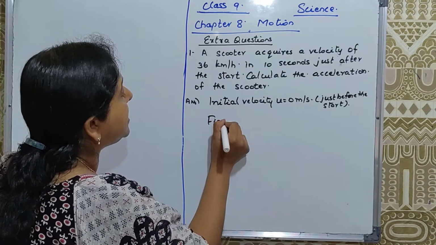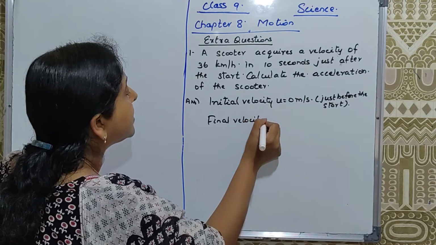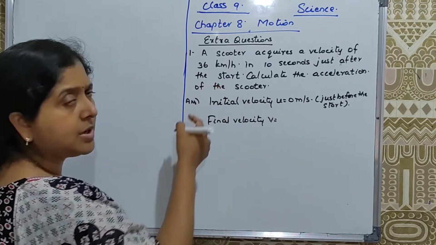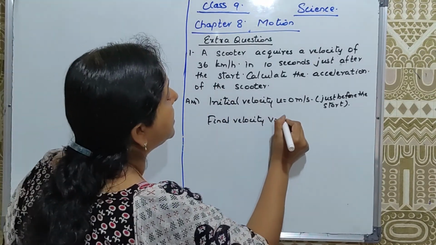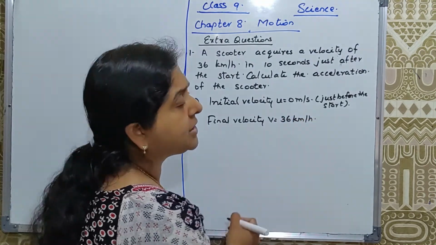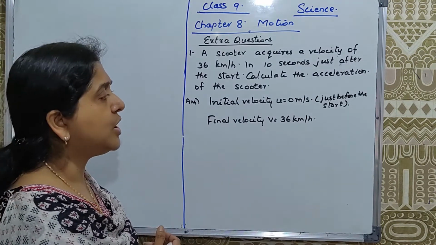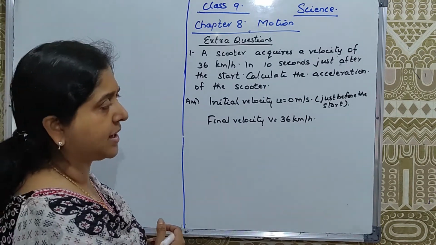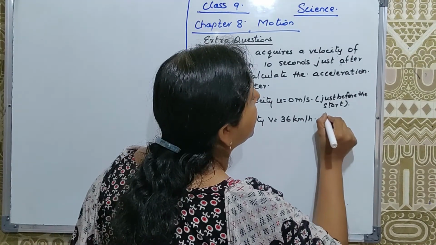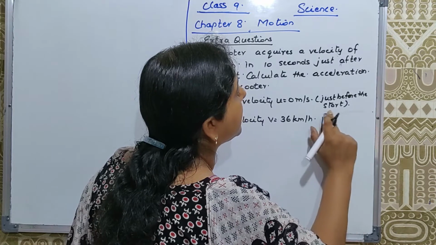Final velocity v equal to 36 km per hour. Kilometer per hour is not the standard unit of velocity. Standard unit of velocity is meter per second. So you have to change kilometer per hour to meter per second. Either you convert kilometer per hour.